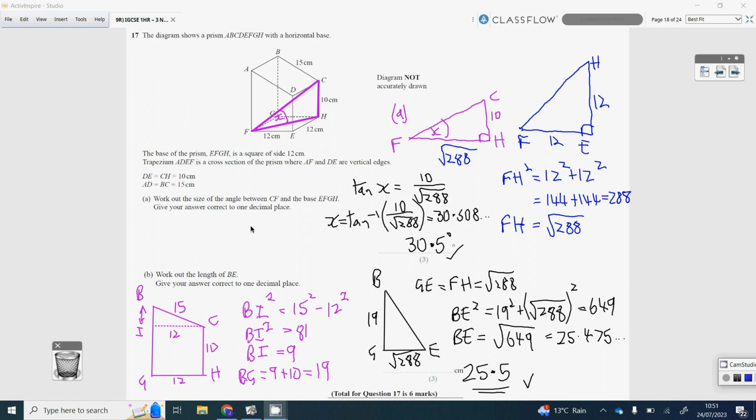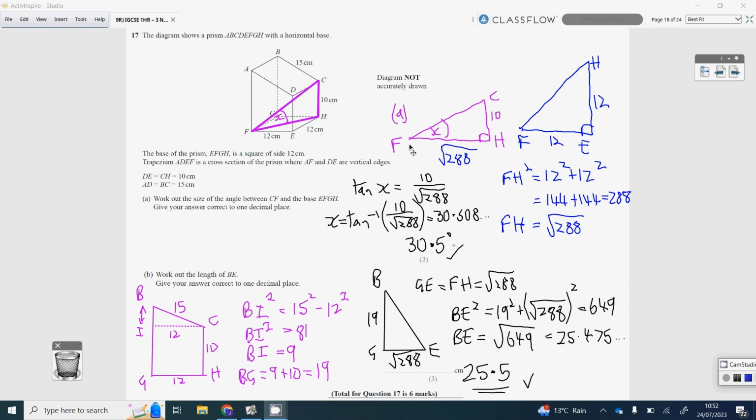17 part A. Now the biggest problem here is realizing what angle they're asking for. We're being asked to work out the size of angle between CF and the base. So you've just got to visualize the two-dimensional shape as you go directly down from C. So we're creating the two-dimensional triangle CFH, and we want the angle X. So I've just isolated this triangle over here. Always just go and hook out the appropriate 2D shapes and use that as you're working.